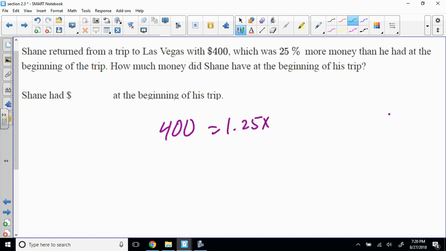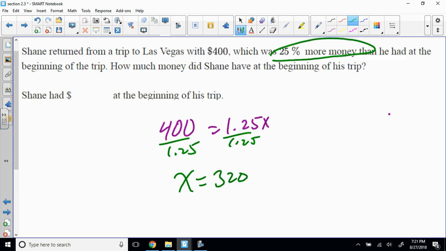Well, you got 100% of what you had plus a 25% growth. So that's 1.25, which would be 125%. 25% more money than what you had. So we'll divide by this. Ladies and gentlemen, what did it come out with? And if you take 320 and multiply it by 1.25, guess what you'll get? 400.